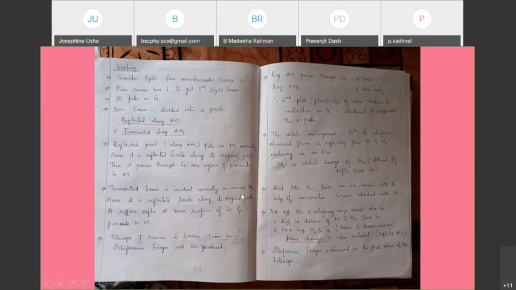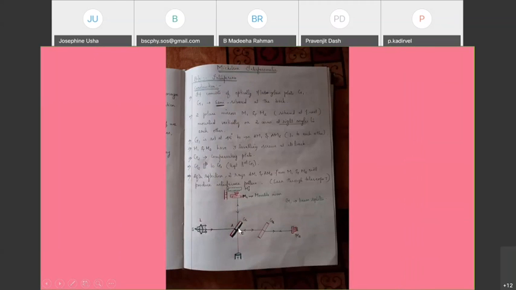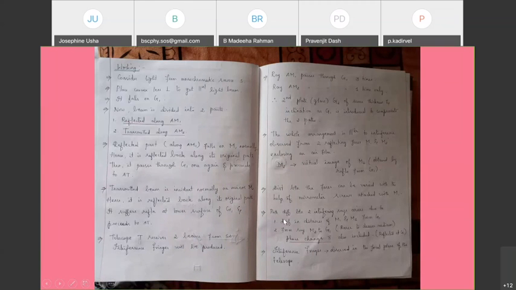Similarly, now consider the second part. The transmitted beam is incident normally on the second mirror M2. Therefore, it is reflected back along its original path like your previous ray AM1. Again, it suffers reflection at the lower surface of G1. See, when it strikes here, reflection takes place at this lower surface of G1. Yes, only then does it come to the telescope. This reflection takes place and then it proceeds to AT. Now the telescope receives these two light rays from the source, that is SA. So now the interference fringes will be produced, that is alternate bright and dark fringes.